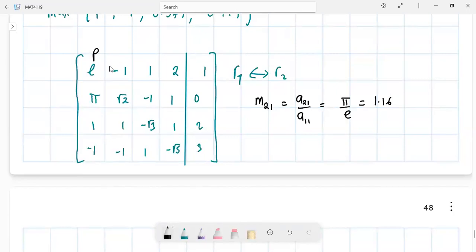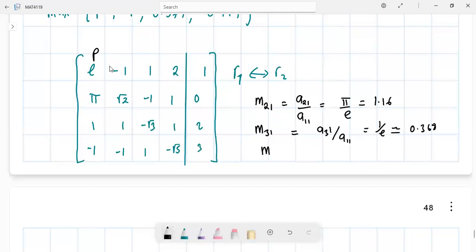And then the next one I'm going to get is this one here, the factor, sorry. I'll call it M31. And that M31, I'll get it by dividing A31 over what? A11 as well. And this is by dividing 1 over E. And 1 over E will be approximately equal to 0.368.